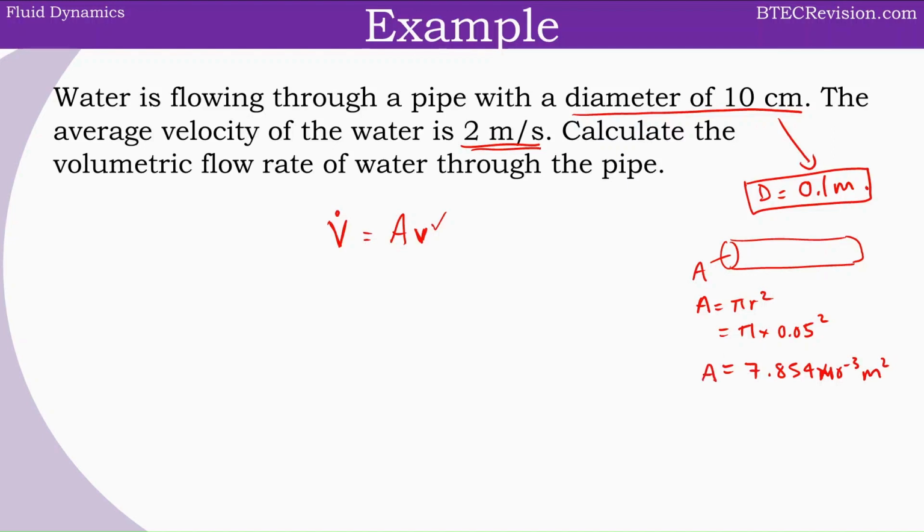Now we can plug this in to get the volumetric flow rate. So it's this area value times the velocity. So it's 7.854 times 10 to the negative 3 times 2. And that would be equal to 15.71 times 10 to the negative 3. And the unit is going to be meters cubed per second.